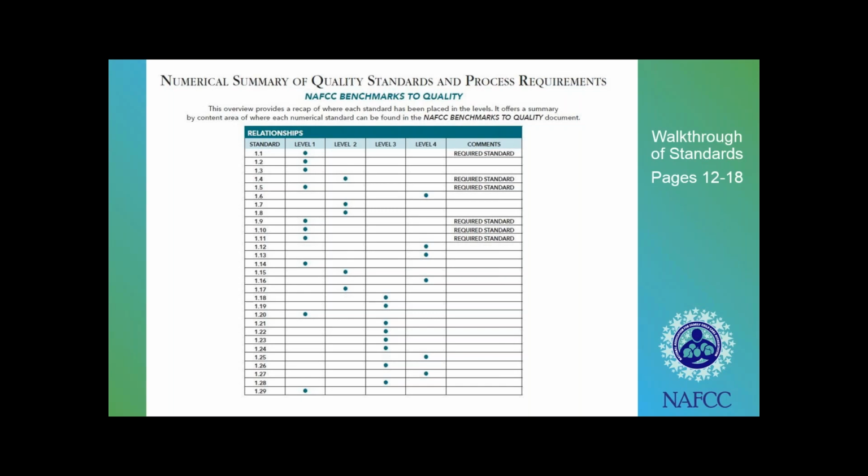All the other standards that don't have an asterisk or star next to them need to be met at least 90% to become accredited. They're all important and we would like you to have them all, but if there's one or two that you don't meet, you're not going to fail your observation visit. Pages 12 through 18 will go through all the standards numerically, so it'll look just like what you see on the screen here. It'll go through each standard and let you know what level it is and whether it is a required or starred standard.